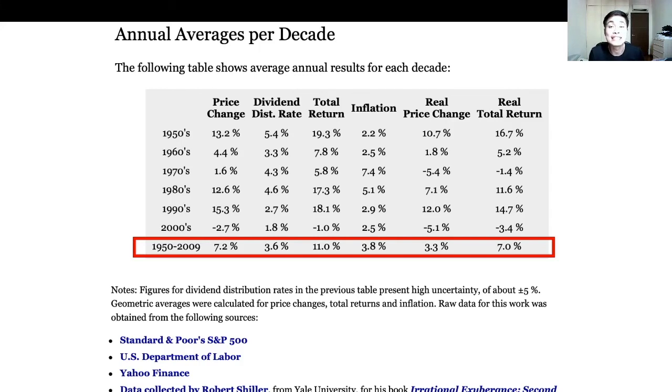Are there risks in investing in the S&P 500? Sure, there are, as with any other investment vehicle. For example, if you take a look here, during the 1970s, you see that the real total return for the S&P 500 is negative 1.4%. And in the 2000s, you'll see that the real total return for the S&P 500 is similarly below 0%. So in this case, it's negative 3.4%. So there are risks, especially in the shorter and intermediate term. But if you take a look at the bigger picture, such as in the years of 1950 all the way to 2009, you'll see that the real total return over a longer period of time is positive.